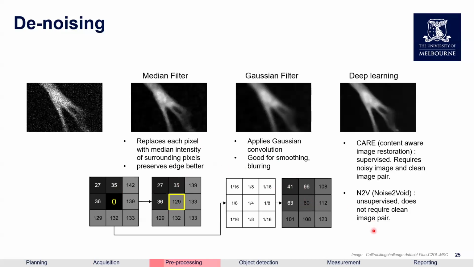And also recently there have been many deep learning approaches developed for denoising microscope images. Two good examples are CARE and Noise2Void. The CARE method requires a noisy image and a clean image as a pair, so that it tries to mimic the clean image when you submit your noisy image. Whereas Noise2Void tries to learn the noise pattern from the noisy image itself and remove it from there. So it's unsupervised.